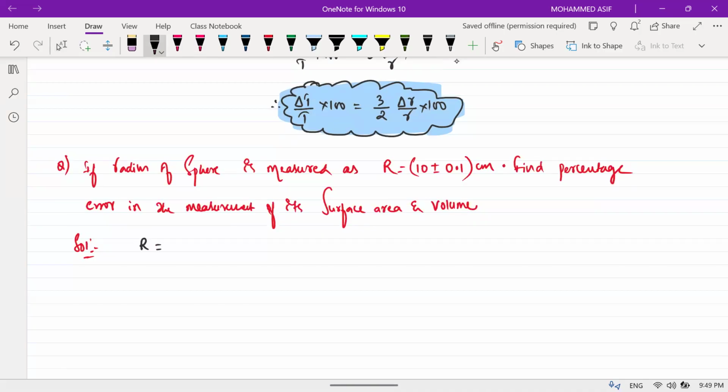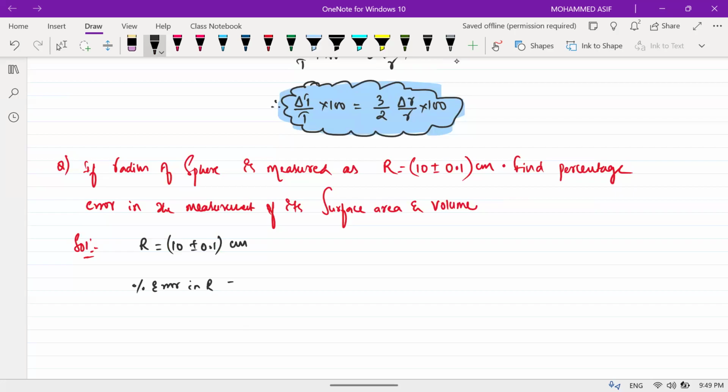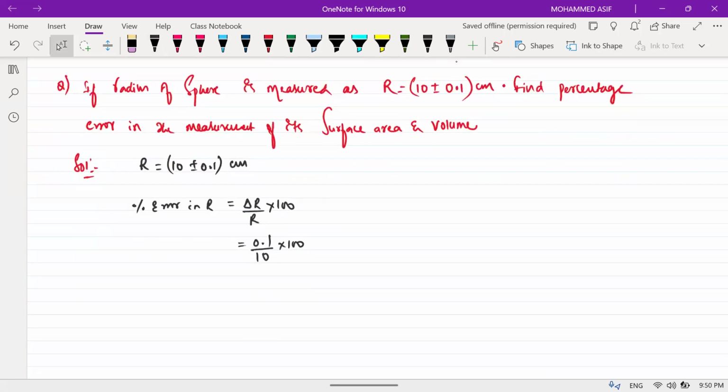R is given how much, beta? 10 plus or minus 0.1, isn't it? Percentage error in R will be equal to how much? Delta R divided by R into 100. Delta R is 0.1. Original R is 10. So this value will be 1 by 10 into 100, which is 1%.